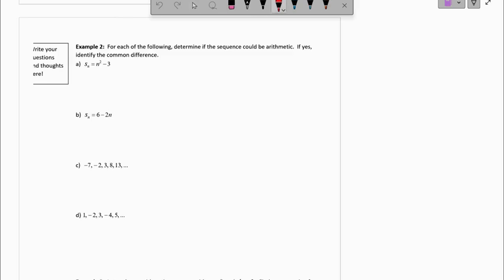Today we're going to look at some examples for 2.1. So the first one we're going to look at is example 2. We're just looking at here if the sequence could be arithmetic, which if you recall from the last video, arithmetic means it has a common difference, right? So it's going up by the same amount each time.